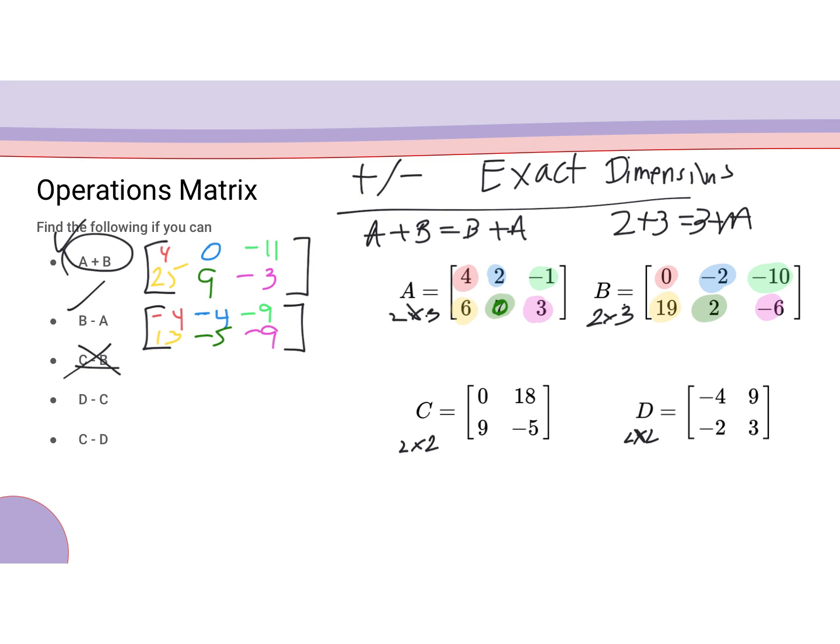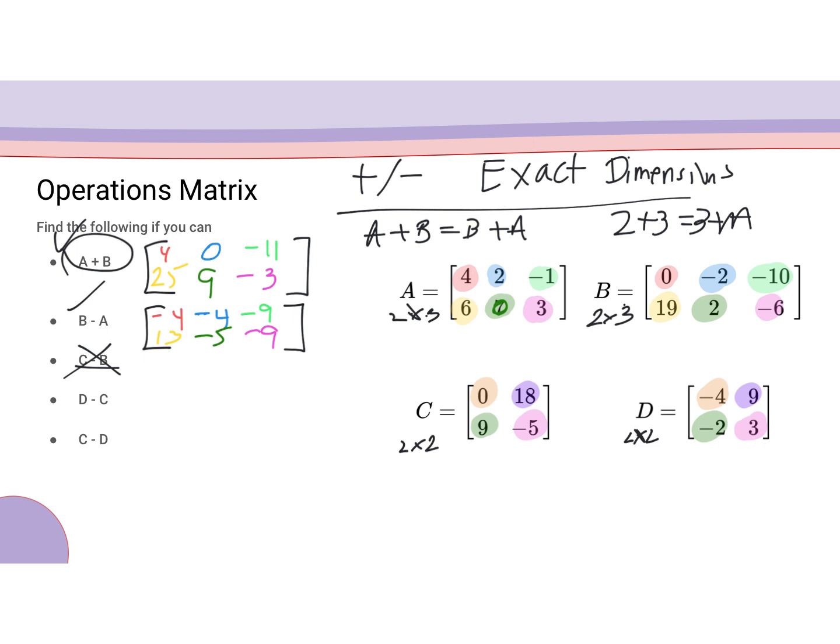Now let's look at the next one here. Let's get some different colors. So D minus C. So again, let's line them up by colors. I think that tends to be pretty helpful, especially the first time that we do this. So I've sort of lined up the cells based on the colors.